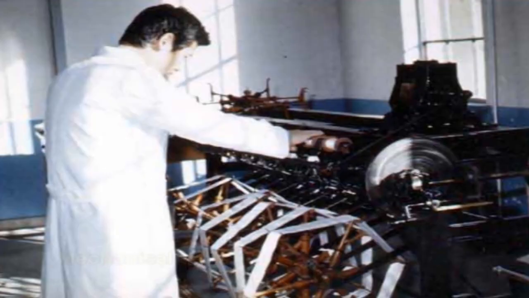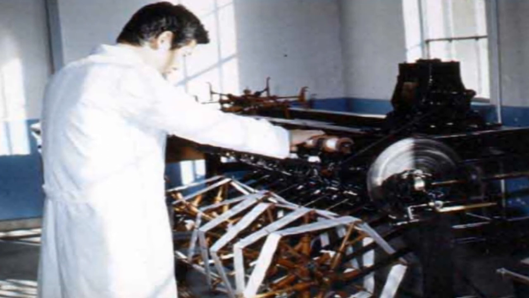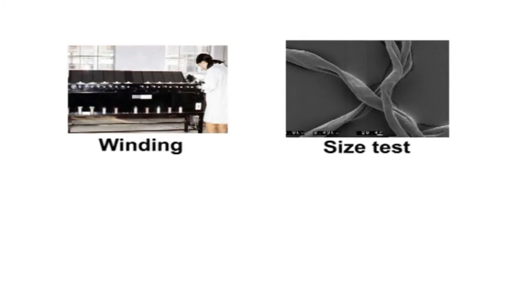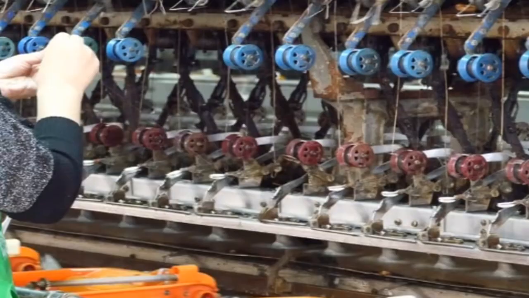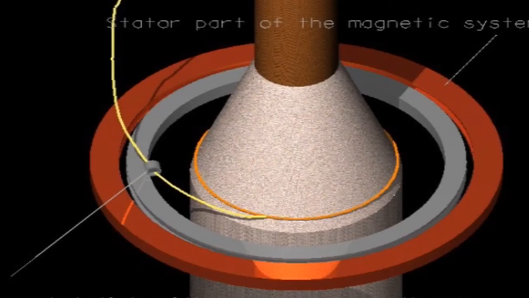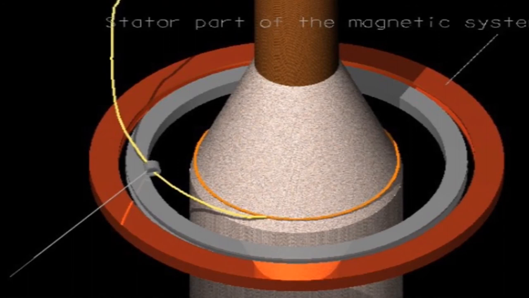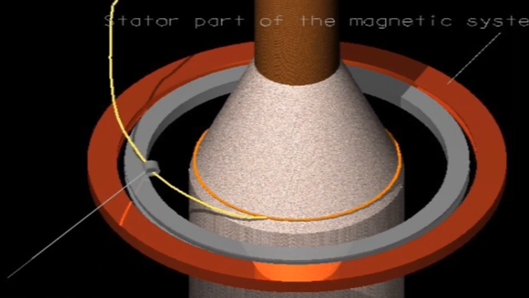Second category of test is the mechanical test. Several mechanical tests are available to estimate the silk quality. They are winding, size test, weight test, cohesion test, and tenacity and elongation test. Winding is done to estimate the strength of the filament when wound at a specific speed under specific tension. This is done using the winding frame.